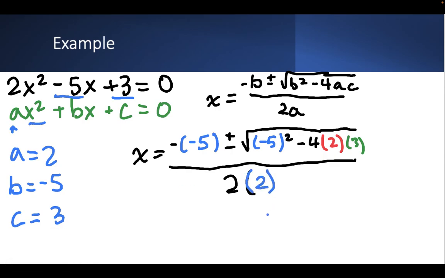Did I do the wrong color? There you go. That's 2. Sorry about that. So as you can see, I've done a in red, b in blue, and c in green. Our next step is to calculate.